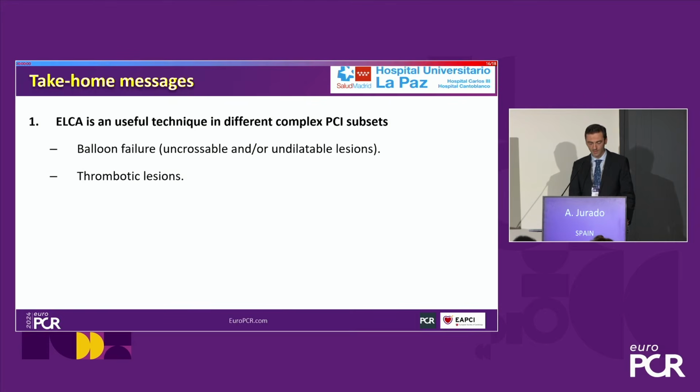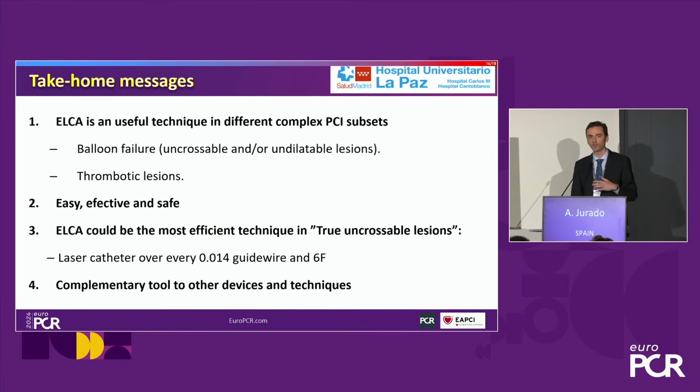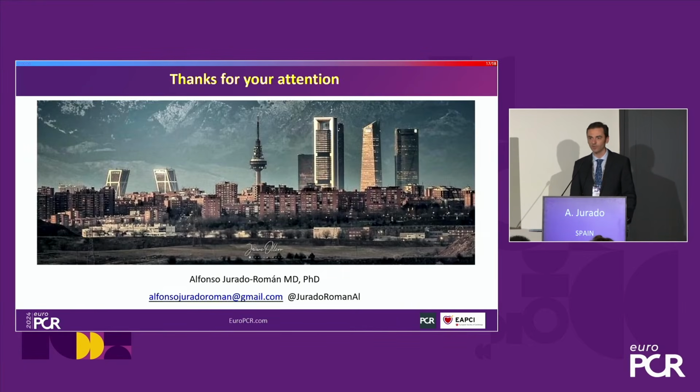So my take-home messages are similar to Kirti's ones. ELCA is a useful technique in different complex PCI subsets, balloon failure, and also thrombotic lesions. It's easy, it's effective, it's safe. It could be the most efficient technique for true uncrossable lesions in which you cannot cross even with a microcatheter, and you need to cross something through a 0.14 wire. And of course, in my opinion, it's complementary to other techniques. Thanks for your attention.